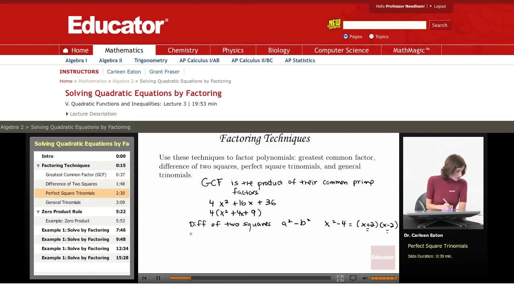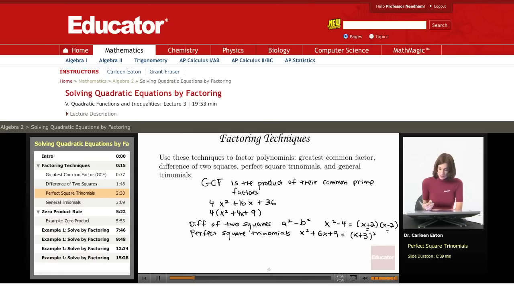Perfect square trinomials would be the result of squaring a binomial. For example, if you have x squared plus 6x plus 9, this is actually equal to x plus 3 squared. So if you take a binomial and square it, you'll get a perfect square trinomial. So take a binomial, multiply it times itself, that's what a perfect square trinomial is. And so recognizing that makes for easy factoring.